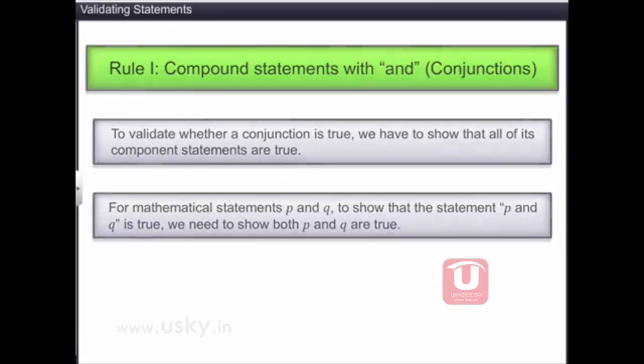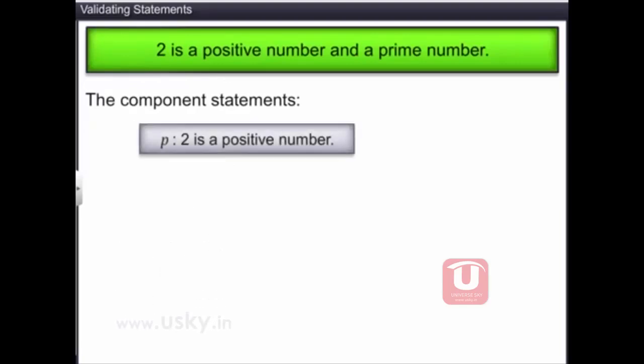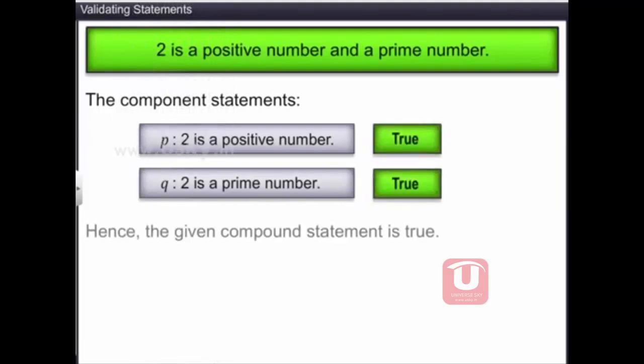Let's check the validity of the statement. 2 is a positive number and a prime number. The component statements of the compound statement are: 2 is a positive number, 2 is a prime number. We know that component statements P and Q are true. Hence, it is validated that the given compound statement is true.